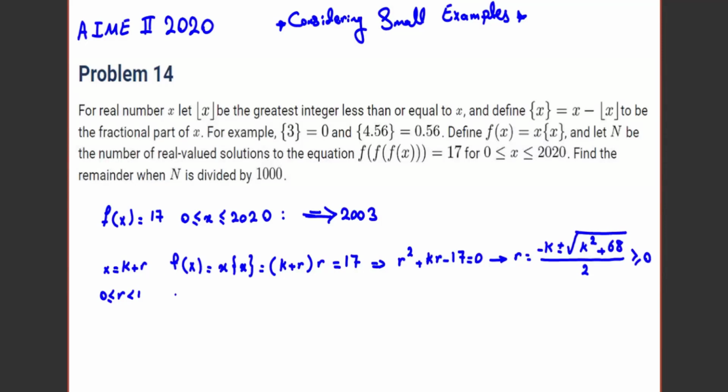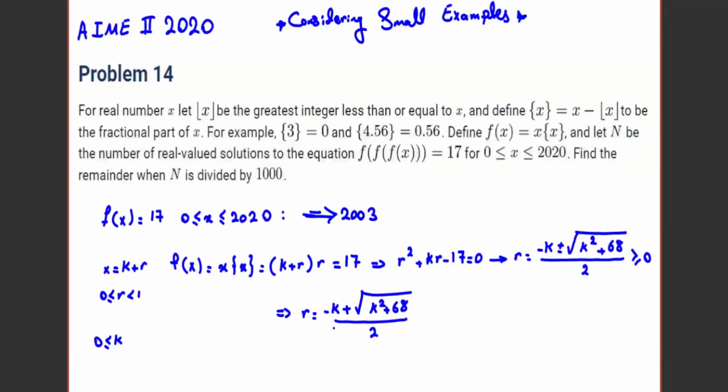And we know k is at least what? In this problem, k is at least 0. Yes, because k is at least 0. So if you select minus, this part will be negative, right? So we can say r is negative k plus the square root of k squared plus 68, over 2, right?